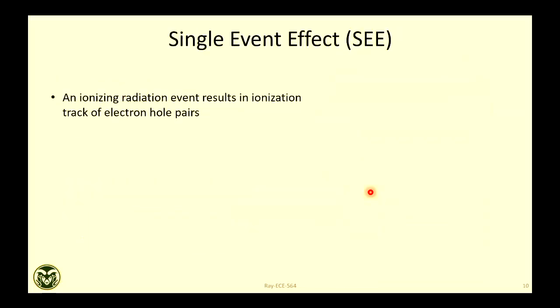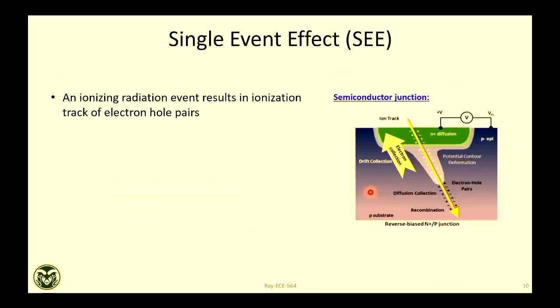And then finally, the single event effect. The single event effect predominantly affects a PN junction in the device. For example, total ionizing dose effects predominantly affect the insulating material, it can be silicon dioxide. There is a charge trap in the silicon dioxide after total ionizing dose effects.